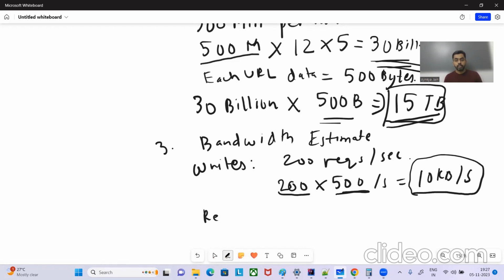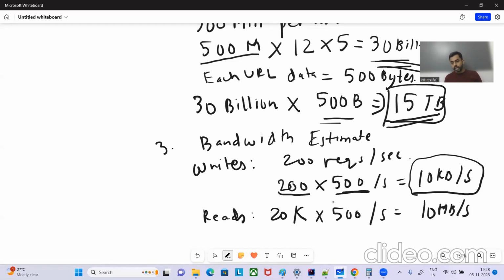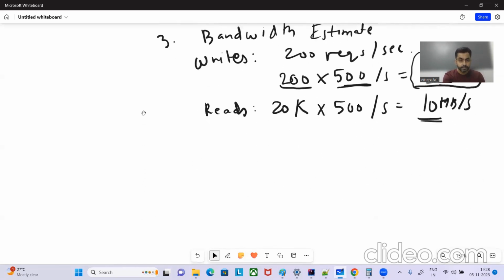And what would be the reads? Reads would be, if we consider 20k requests per second, and each request our system will be providing 500 bytes, which is nothing but 10 MB per second of data. For reads, there will be 10 MB per second of data flowing through the network, and 10 KB per second of data flowing for the writes. Okay, so this is the bandwidth estimate.